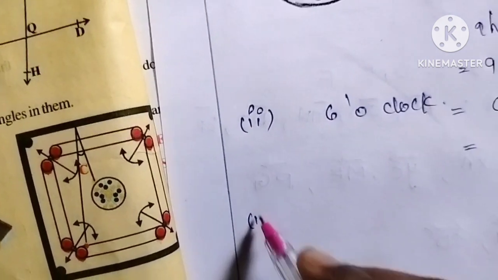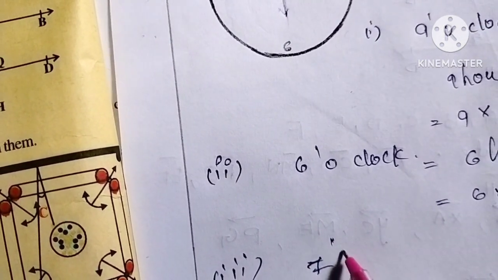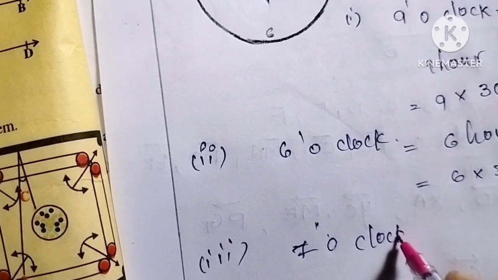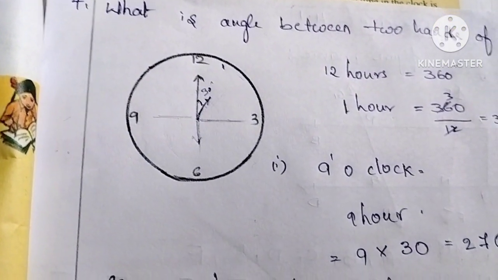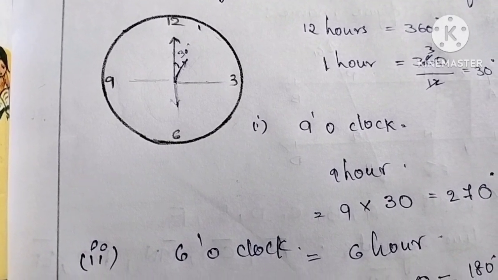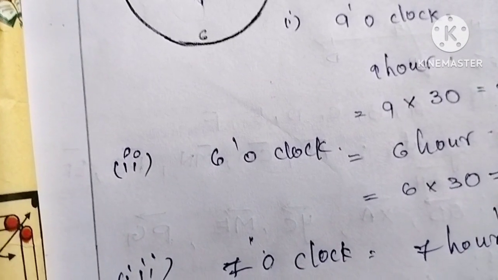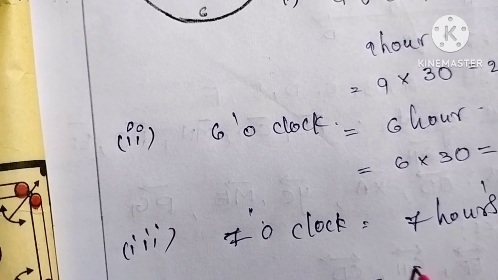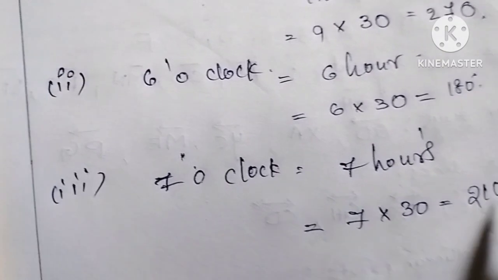So third one, 7 o'clock. 7 o'clock means from 12 to 7 it is making 7 hours. For 1 hour it is making 30 degrees. For 7 hours it is making 210 degrees.